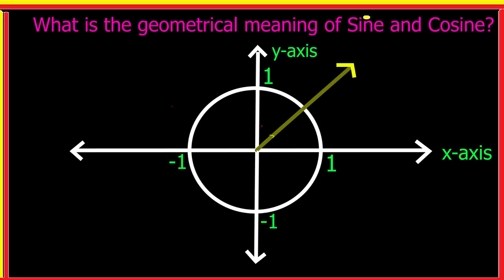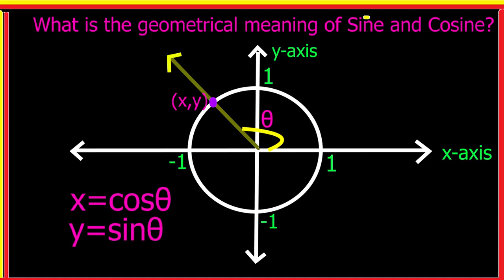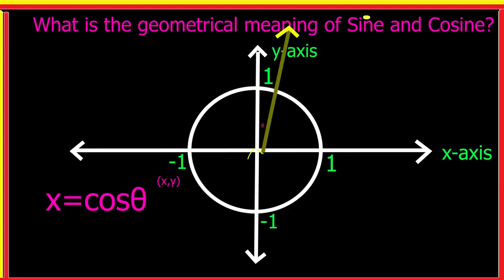If we take another angle theta, where the terminal side is in the second quadrant, that intersects the unit circle at the point x, y, first coordinate x, second coordinate y. So the cosine of the angle theta is x and the sine of the angle theta is y. This is our definition for the trigonometric functions cosine and sine.